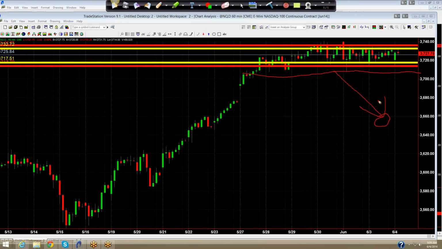And secondly, we're actually making higher generally, with the one little exception right here. It's actually higher lows technically. So let them break it first and then step in.